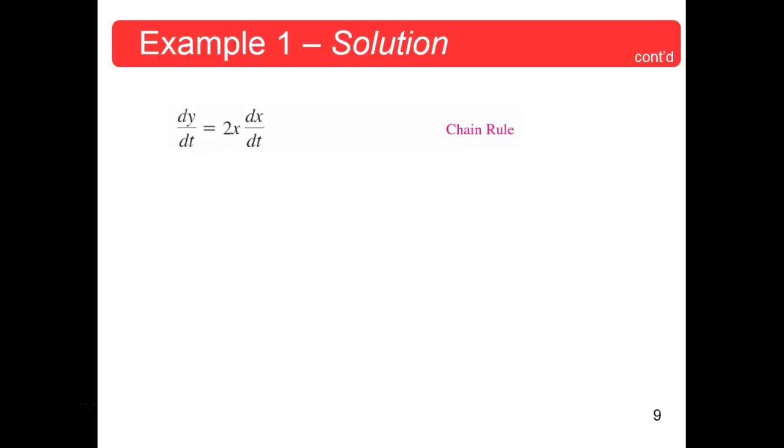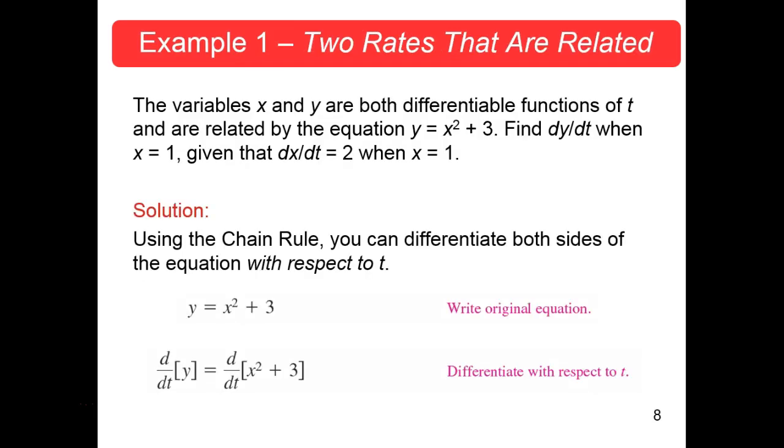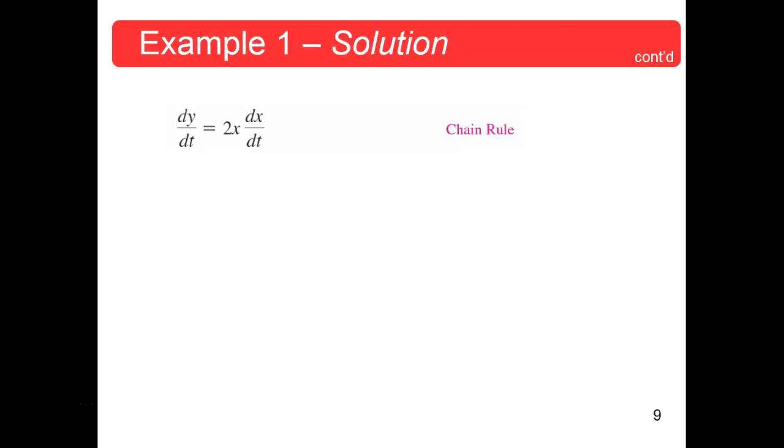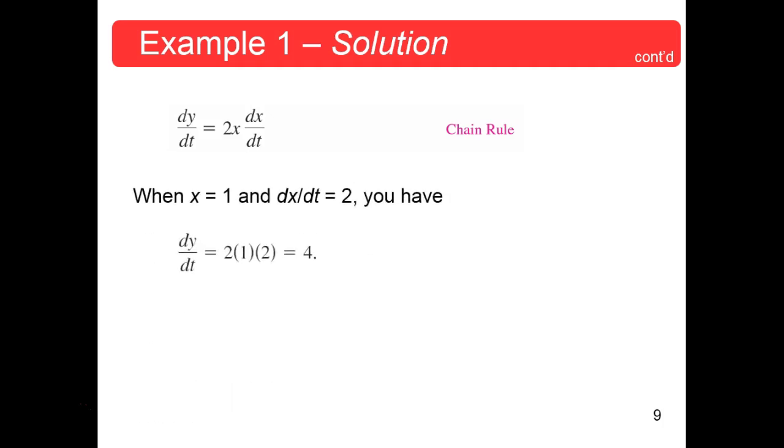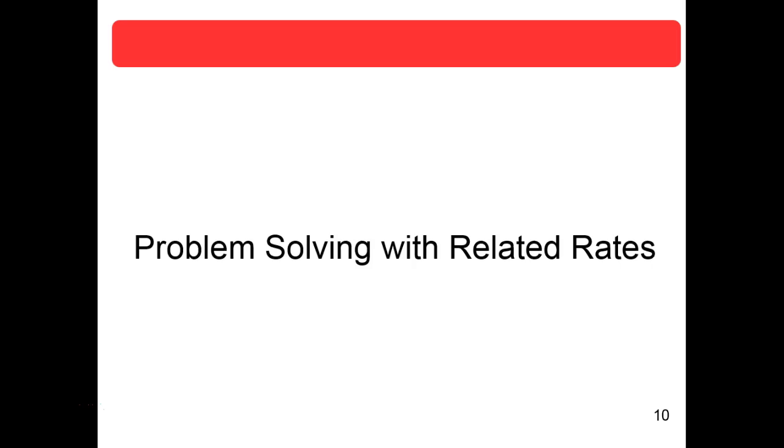There it is. Now they told us when x is equal to 1 and dx/dt is equal to 2. You just plug it in. 2 times 1 is 2, times dx/dt is 2. 2 times 2 is 4. So dy/dt is equal to 4. To me, that didn't give me a whole lot of understanding of what's going on. You just plugged in numbers, which is fine. That's all they wanted you to do for that one.